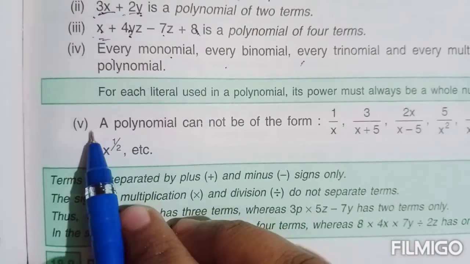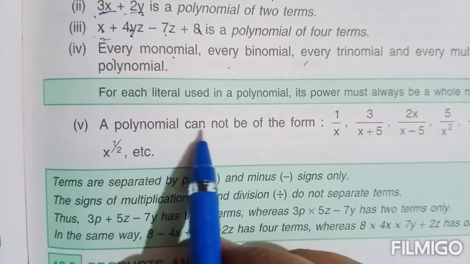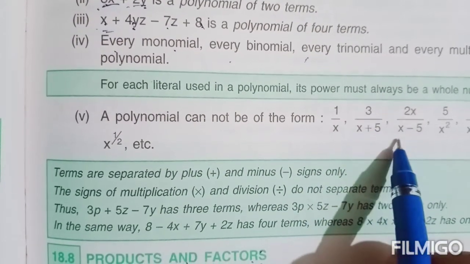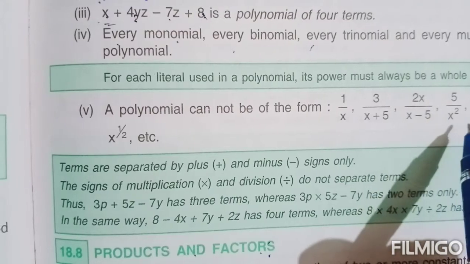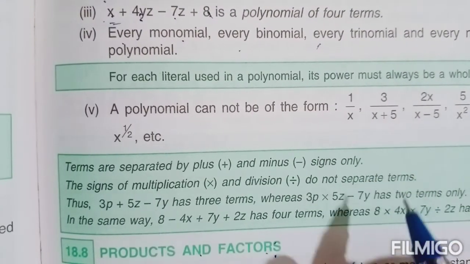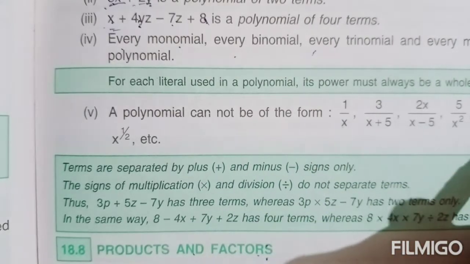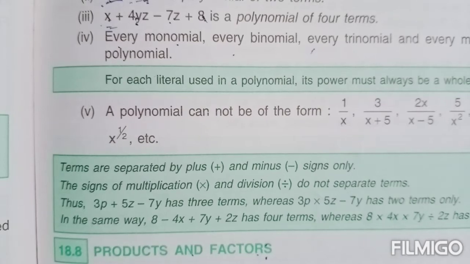Now fifth one, a polynomial cannot be of the form 1 by x, 3 by x plus 5, 2x by x minus 5, 5 by x square, etc. That means in a polynomial, the variable will not come in the denominator. The variable should come in the numerator only.